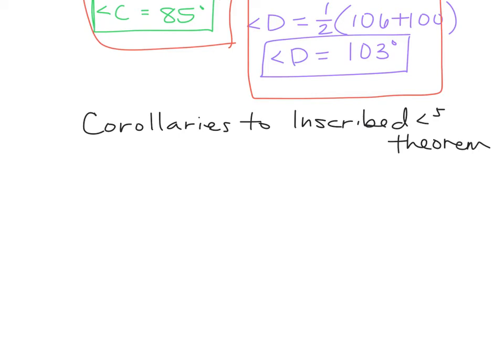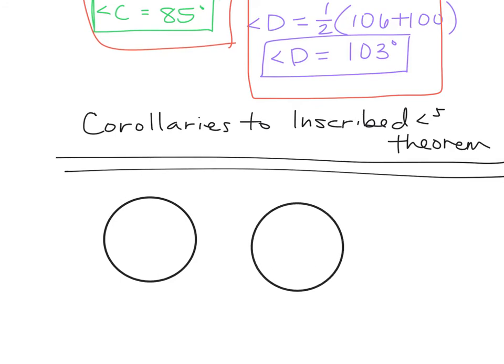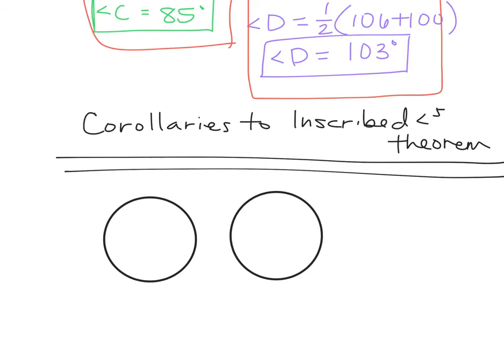Okay, so these are the corollaries, the add-ons, in other words, to the inscribed angle theorem. 3 things. And I'm just going to draw you 3 pictures and then kind of describe it in picture form as we go. So 1 corollary, 2 corollaries, 3 corollaries.